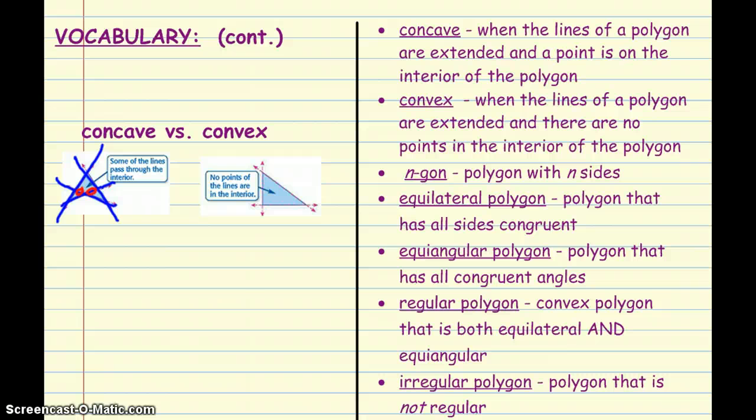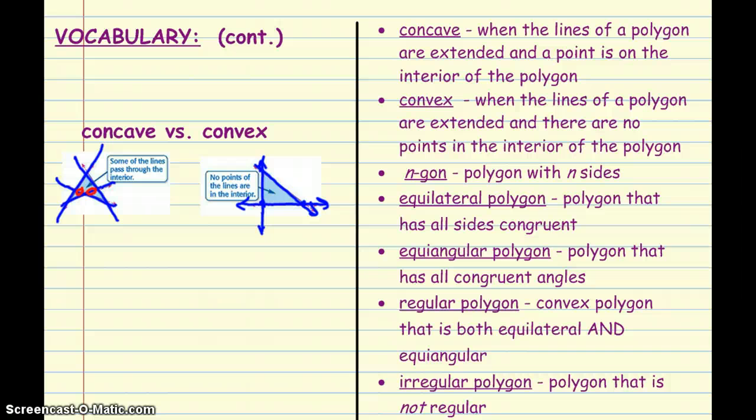The next one is convex. Same thing, you're going to take those lines and extend them. And now notice in this case with the polygon over here, they cross only at the vertices of that particular shape. So there aren't any points of that extended line through the polygon. Next one is n-gon. It's just a certain kind of polygon with that many sides, like hexagon is a 6-sided figure. A decagon is a 10-sided figure, octagon 8.